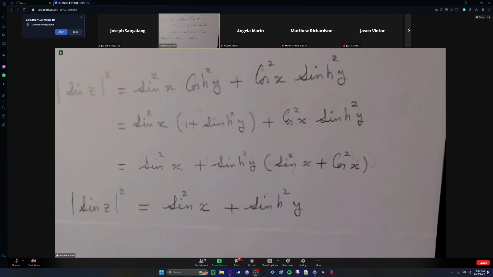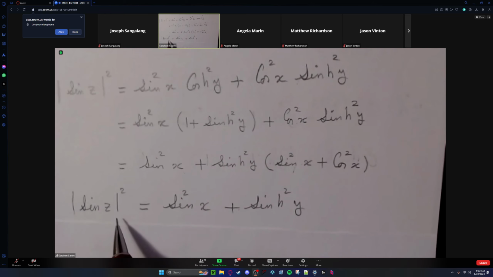Finally, this is modulus of sine z. Modulus of sine z squared is sine x squared plus sinh squared y. Well, sine x squared is bounded between 0 and 1. We know that sine x is bounded. But sine hyperbolic is not bounded. It can go from negative infinity to infinity.